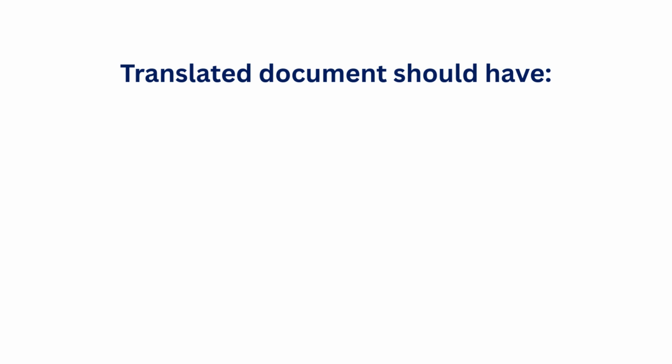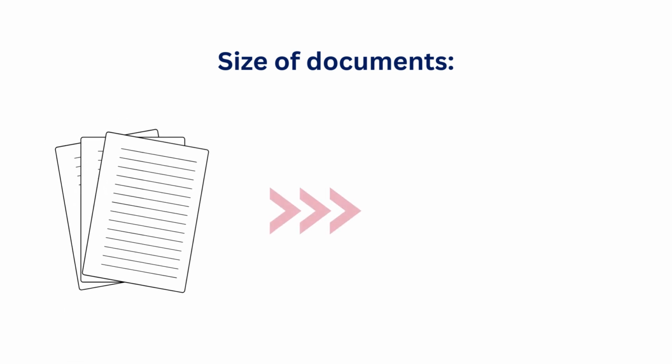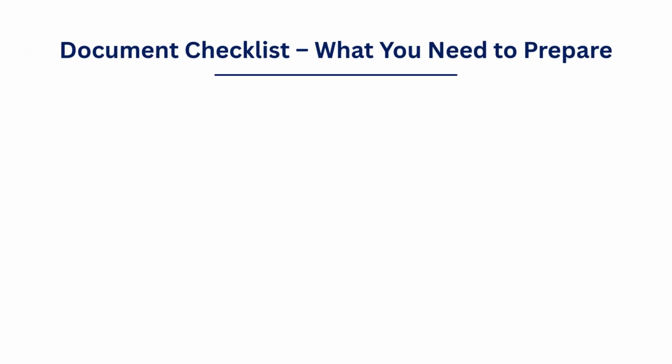Each translation must contain the date of translation, the translator's full name and signature, and the translator's contact details. All documents should be in A4 size. If any document is not A4 size, you should take a photocopy of it on A4 size paper. Here's what you need to prepare before your appointment.